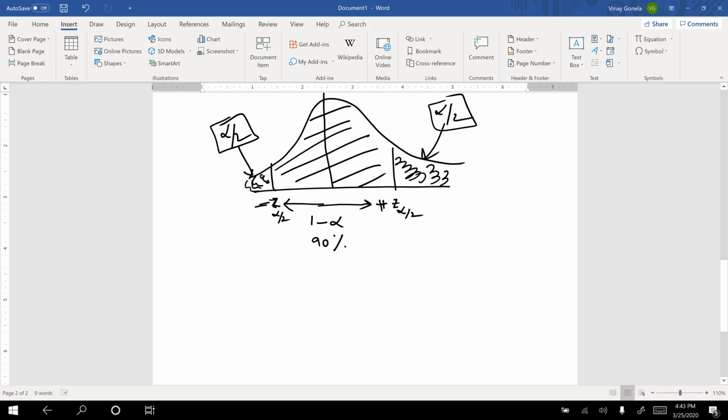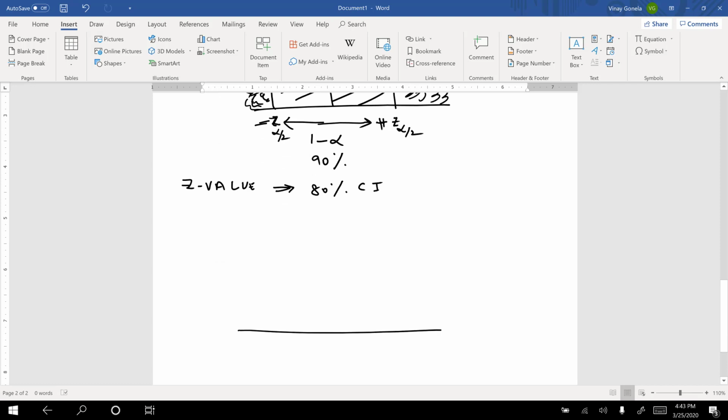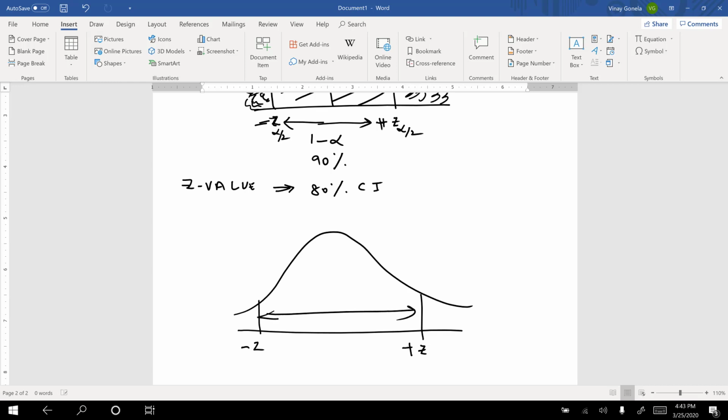So let's calculate the z value for an 80% confidence interval. From minus z to plus z, this is 0.80, and then each tail is 0.10. These two together are alpha, and each is alpha over 2. So I have a probability of 0.10 on the left side, so I go to my z table.